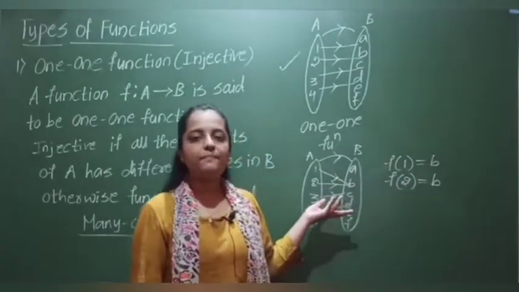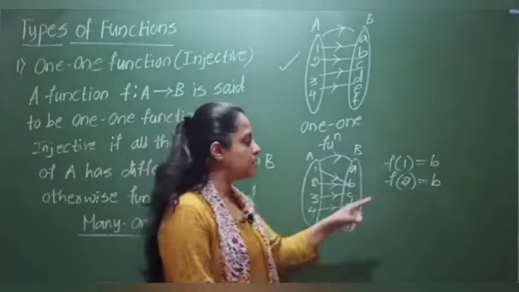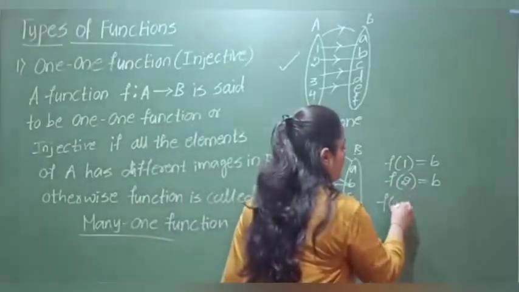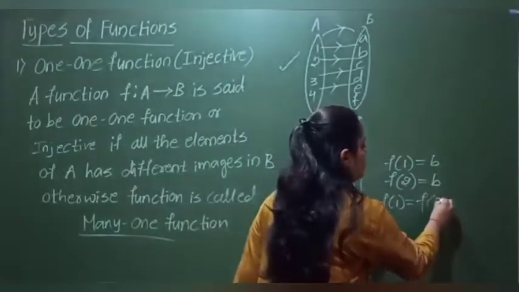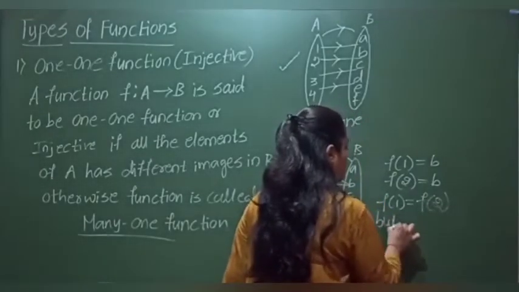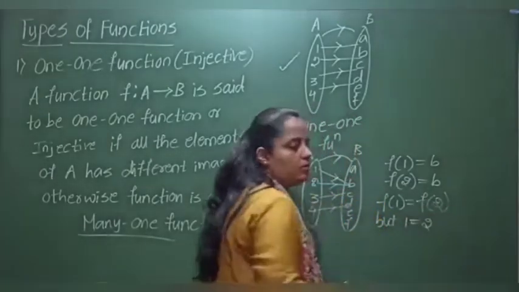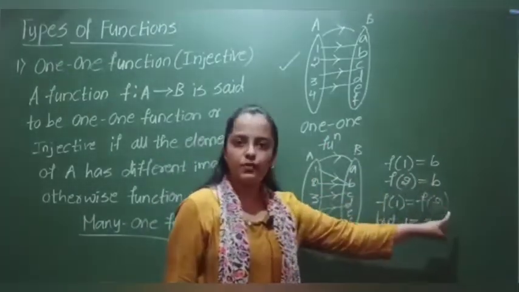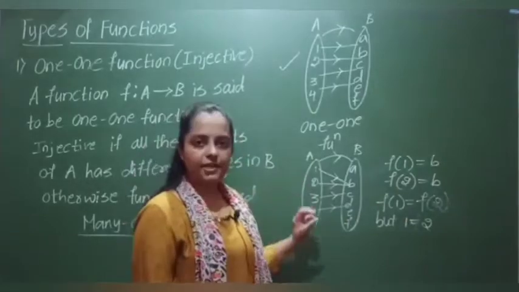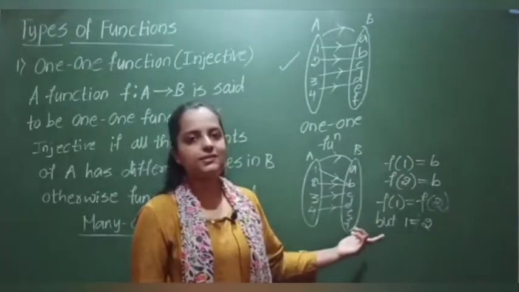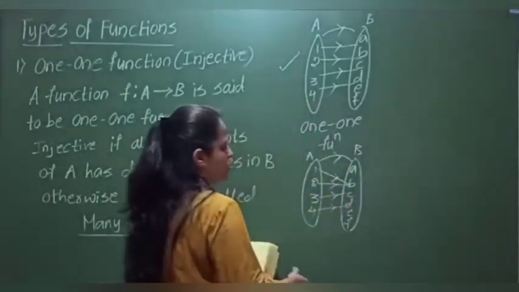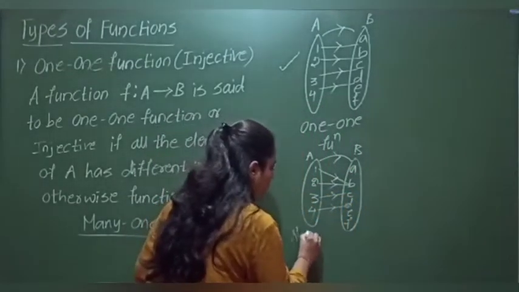So this is not a one-one function, because f of 1 is equal to f of 2, right? f of 1 is equal to f of 2, but is 1 equal to 2? No, 1 is not equal to 2. f of 1 is B, f of 2 is B. All the elements of set A should have different images in set B. So therefore, this is not a one-one function.